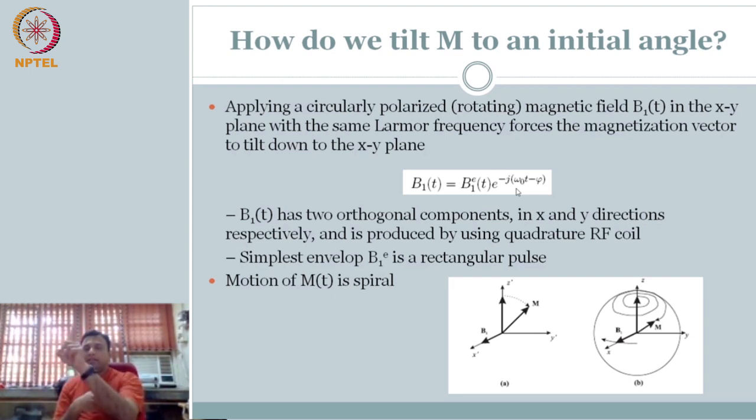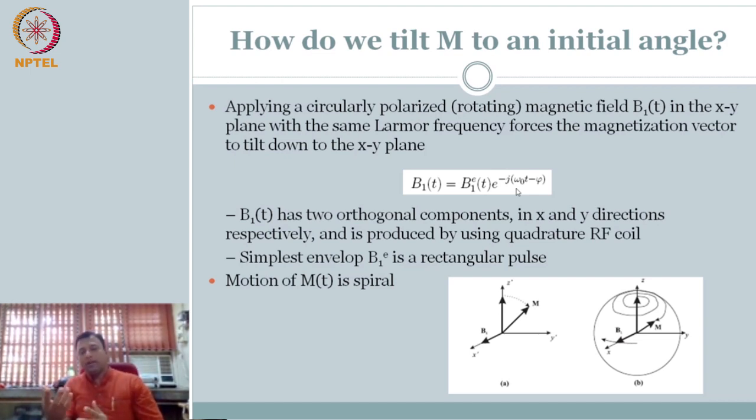So I have a vector in Z dash. I am applying another magnetic field in X dash. So where should be the motion of the M? It has to rotate around B1, or rotate around the X dash axis. That means it has to move from Z dash to Y dash, right? That is what, when we applied the field in the Z direction, it started to precess around the Z direction. If now B1 is applied in the X dash direction, the magnetic moment has to precess around X dash. And intuitively, that's what it is, right?